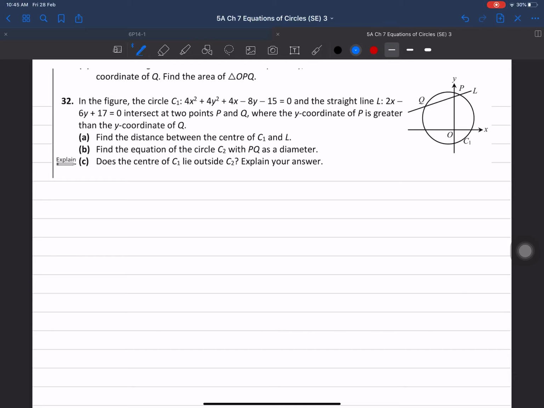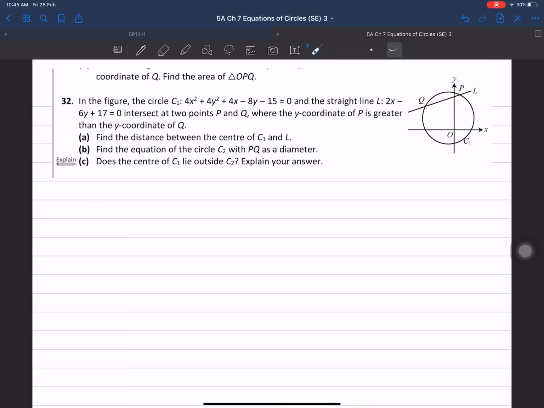Question 32 first. Given the equation of a circle, this is 4x squared plus 4y squared plus 4x minus 8y minus 15 is equal to 0, and one straight line intersects it at 2 points P and Q.